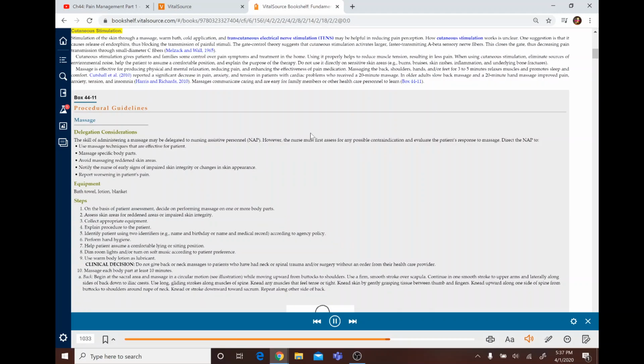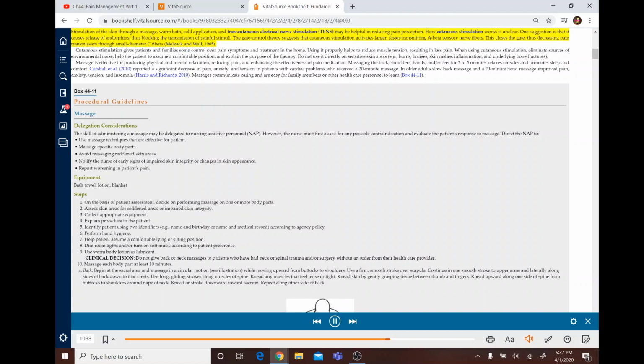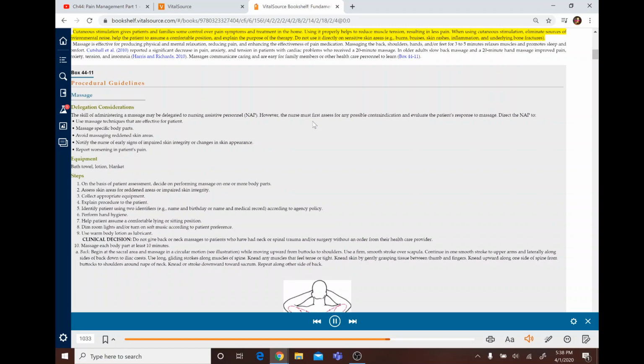Cutaneous stimulation. Stimulation of the skin through a massage, warm bath, cold application, and transcutaneous electrical nerve stimulation, TENS, may be helpful in reducing pain perception. How cutaneous stimulation works is unclear. One suggestion is that it causes release of endorphins, thus blocking the transmission of painful stimuli. The gate control theory suggests that cutaneous stimulation activates larger, faster transmitting A-beta sensory nerve fibers. This closes the gate, thus decreasing pain transmission through small diameter C fibers (Melzack and Wall, 1965).